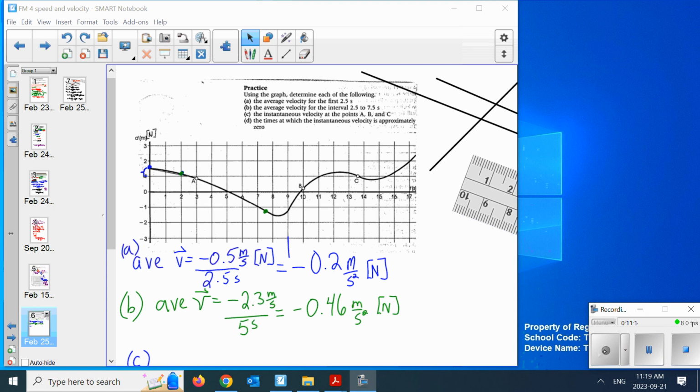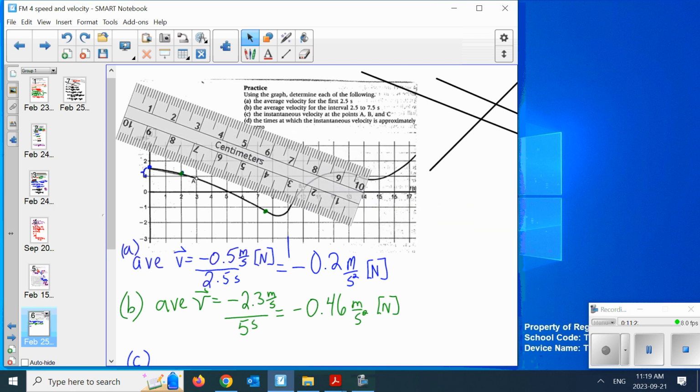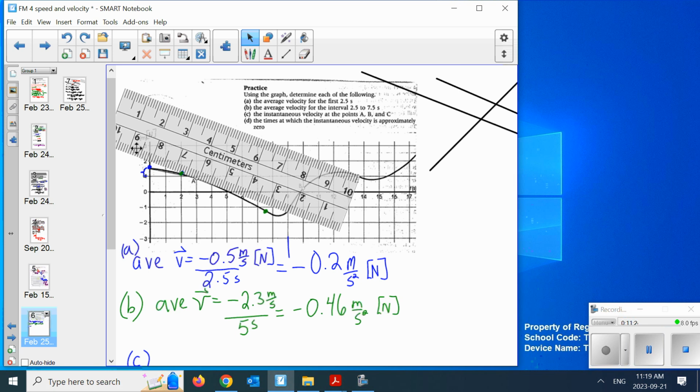Okay, the idea to coming up with a tangent is if you can imagine that little spot was a straight line and extend it and draw it up. You're going to take your ruler. Now I'm going to just put it on.